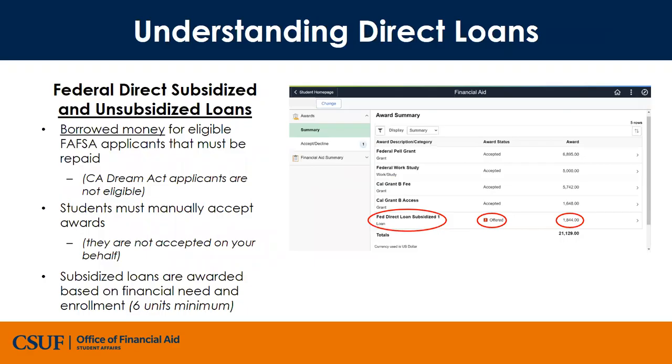Next are the federal direct subsidized and unsubsidized loans. Both of these loans are borrowed money for eligible FAFSA applicants that must be repaid. Additionally, students must manually accept the awards. Subsidized loans in particular are awarded based on financial need, and both loans are dependent on a student's enrollment status, which is a minimum of 6 units of enrollment. Please note that the California DREAM Act applicants are not eligible for this award.